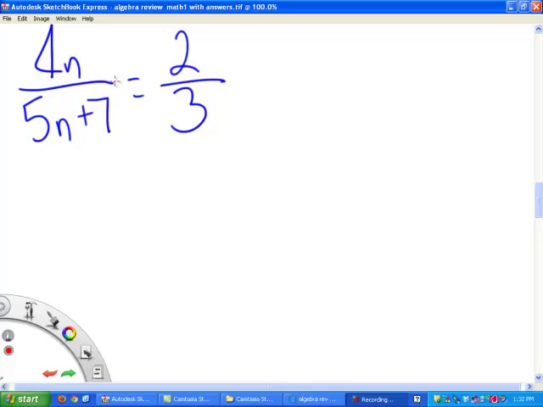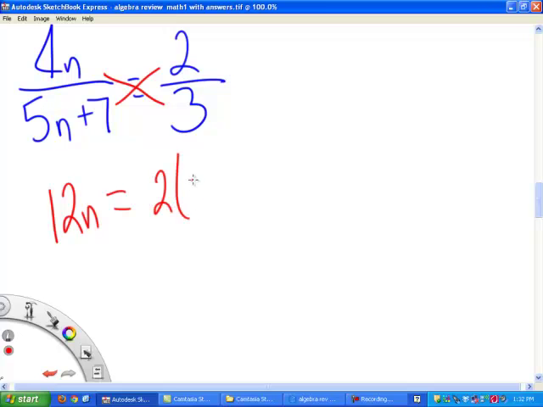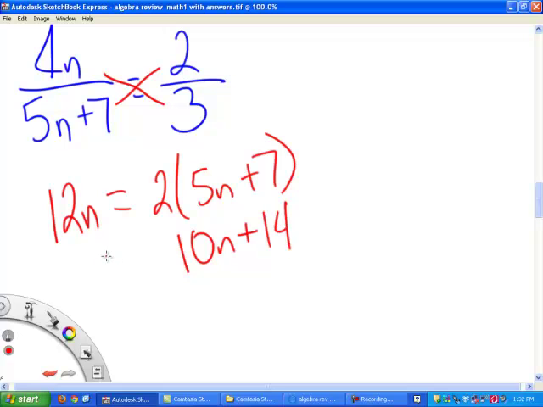First step. The first step is to cross multiply, as you guys said a moment ago. So 3 times 4n is 12n. And I can see that I'm going to go like this: 2 times 5n plus 7. This is a little bit more complicated, so I'm going to do this and then apply the distributive method. So 2 times 5n is 10n. 2 times 7 is 14. So 12n equals 10n plus 14.